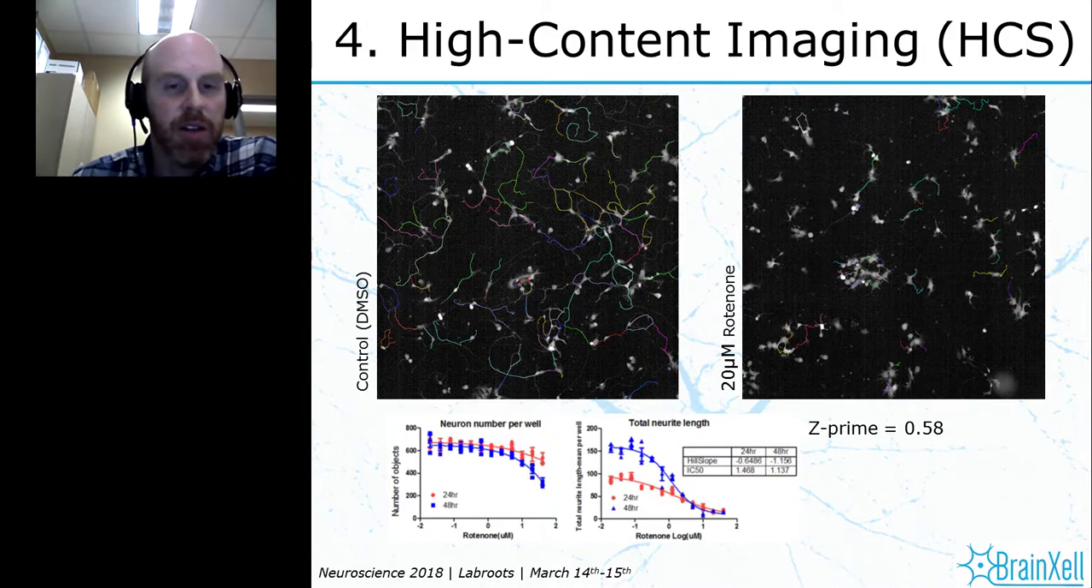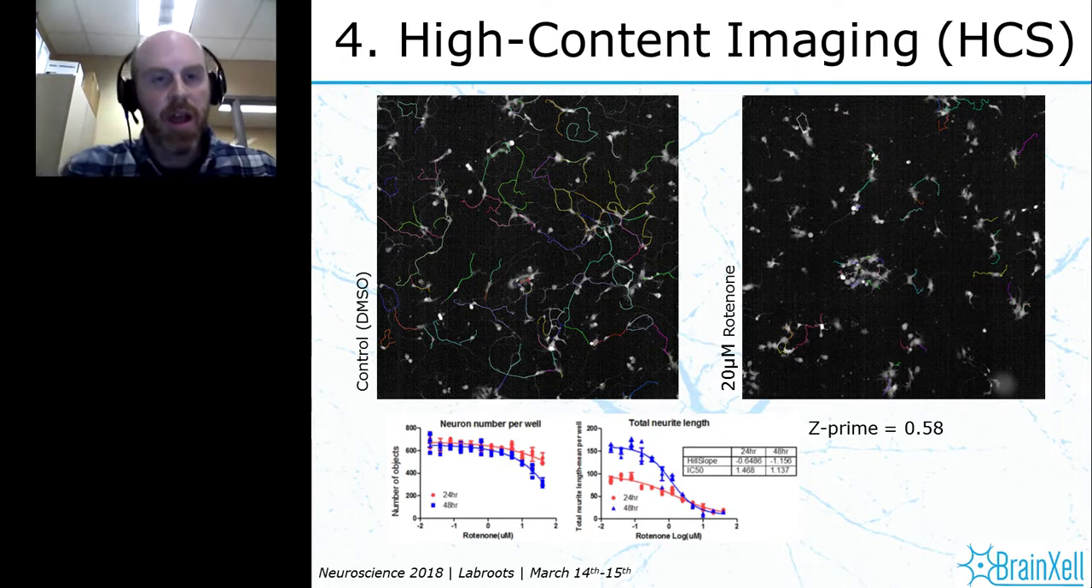And so here on the left side of the screen, you can see a control neuronal culture with nice, beautiful neurites extending from the cells. And on the right side, you can see a rotenone-treated culture. So you can use some high-content imaging software to help identify the cell bodies in these images. And then from there, the computer can build a trace of where the neurites are. Those neurites can then be quantified, so you can measure length and branch points, and all sorts of parameters to your heart's delight.